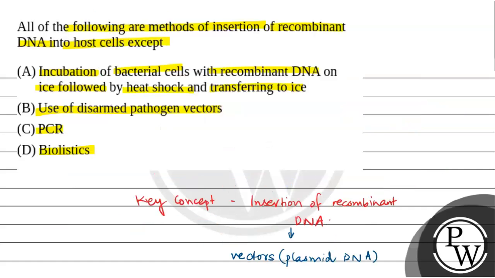So coming back to the question में बोला गया है, which of the following methods of insertion of the recombinant DNA into host cells except? So incubation of the bacterial cells with recombinant DNA on ice followed by heat shock and then transferring to ice सही होता है. Second, use of disarmed pathogen vectors, which is also true. Third, PCR. PCR is not used for the insertion of recombinant DNA. PCR is used for the amplification of DNA. And fourth is biolistics. Yes, biolistics is also used. So the final answer for this question is option C.